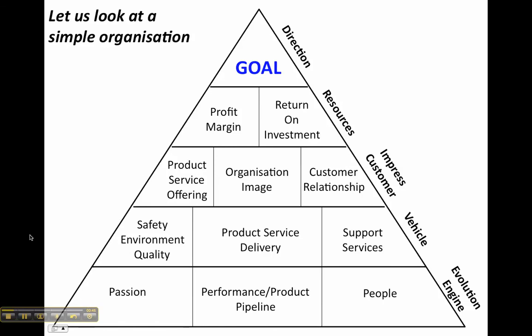We're going to consider 3 things around your customer, which is the product or service you're offering, the image of your organisation, and how you manage your relationship with them in terms of past, present and future customers. We're going to look at your processes in terms of how you deliver your product and service to them, and also consider the support functions and departments which help facilitate that. We're going to look at the safety, environment and quality management within your organisation. And finally, we're going to look at the evolution engine, which is the passion, the performance and the skills of the people that help deliver your product.